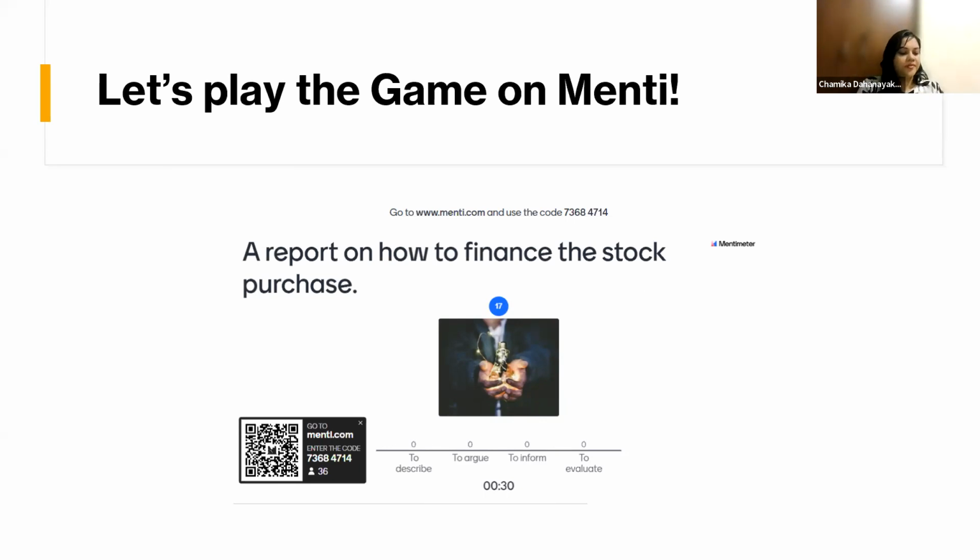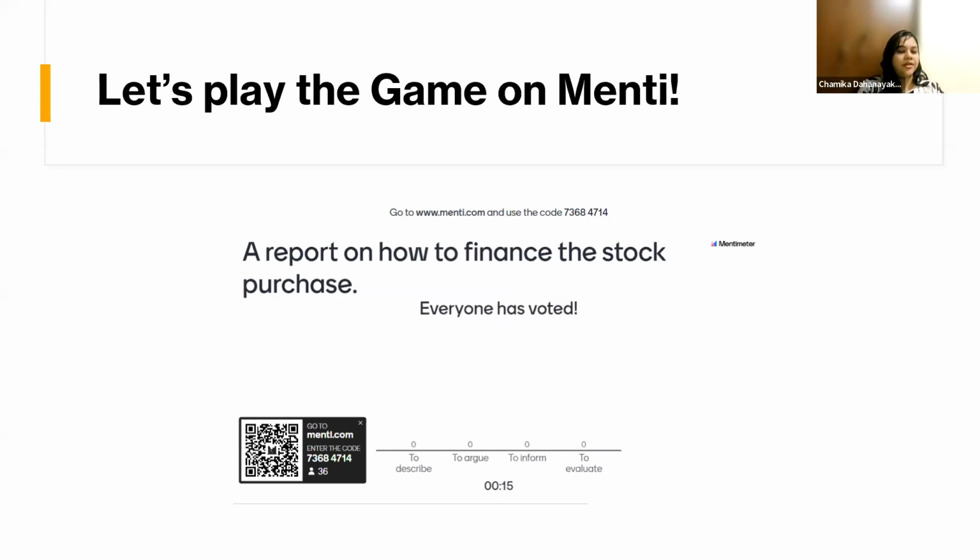So finally, we can see who is leading the leaderboard at the end of the timer. The timer is going at the bottom. Just put your answer. Select one of these options. Think about the report you are writing. Okay, now everyone has voted. Let's go to the leaderboard. Out of all of you, only 3 people have got the correct answer.